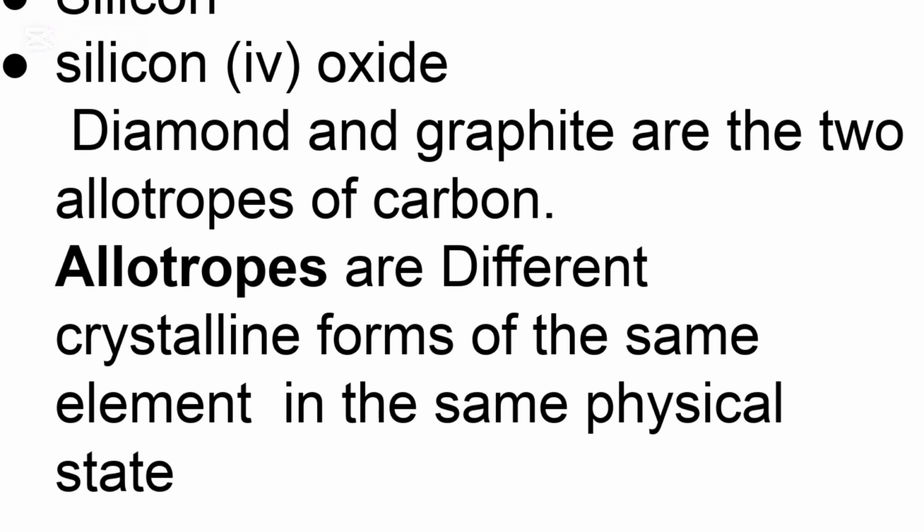These are the allotropes of carbon. Allotropes are different crystalline forms of the same element in the same physical state. So when we talk about diamond and graphite being allotropes of carbon, we are talking about them being crystalline in nature and in the same physical state, that is, the solid state.